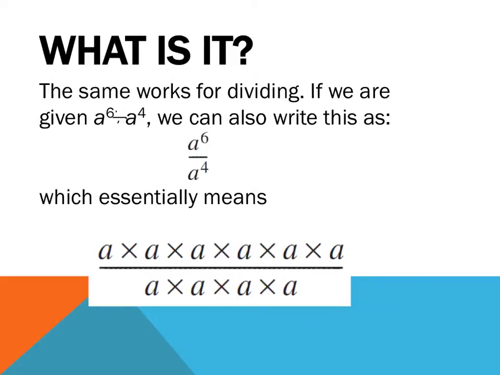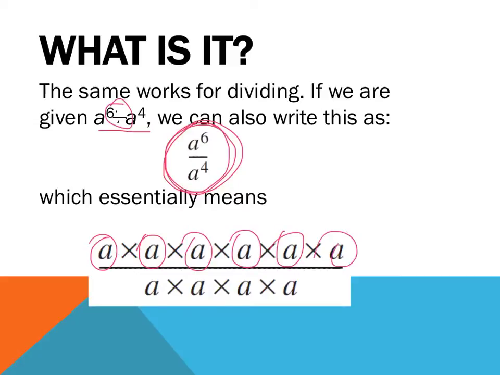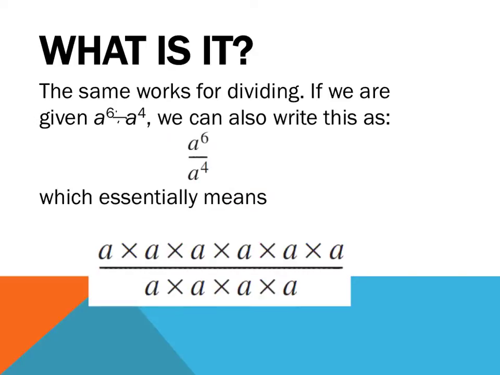The same also works for dividing. So I forgot to write division when I was making this up, so I just did a dodgy division in there. But the same works for this. If we have a to the power of 6 divided by a to the power of 4, first thing, whenever you see a division sign like that, always write it like a fraction. This essentially means a times a times a times a times a times a divided by a times a times a times a. I've got 1, 2, 3, 4, 5, 6 on the top and 1, 2, 3, 4 on the bottom. That's another way I can write it, so I can break it down and I would get something that looks like this here.